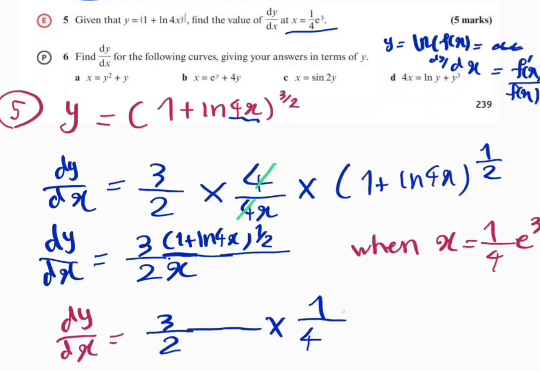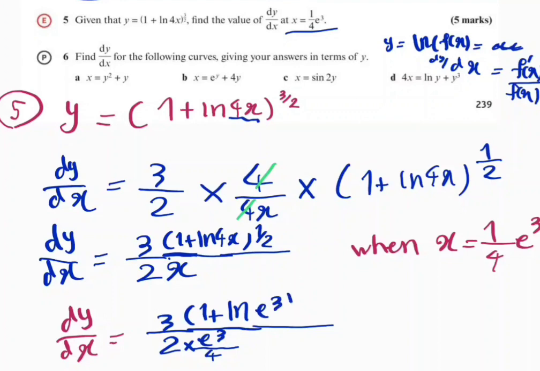So let's do that again, because I was about to make a mistake. We should be careful because our x value in the denominator is x cubed over 4. So this is important. So 2 times x cubed over 4. And in the numerator we have the bracket 1 plus the natural log of 4 times x. So 4 times 1 over 4 e cubed is just e cubed. Very simple. And of course the power, which is 1 over 2.